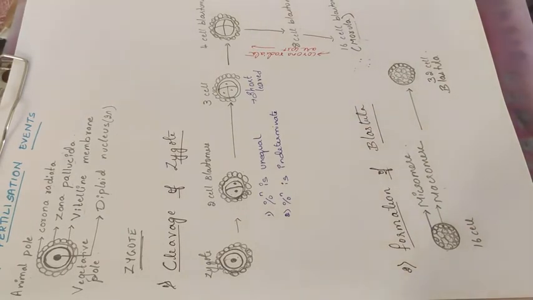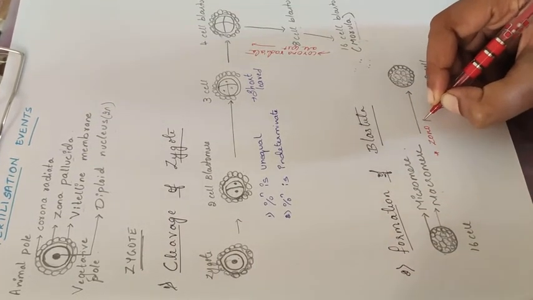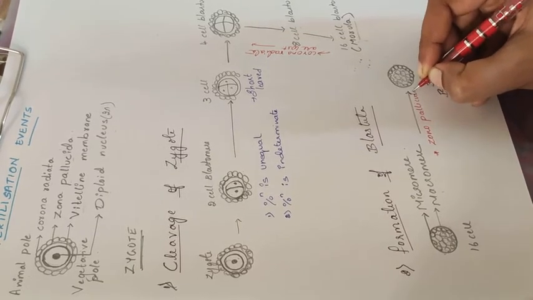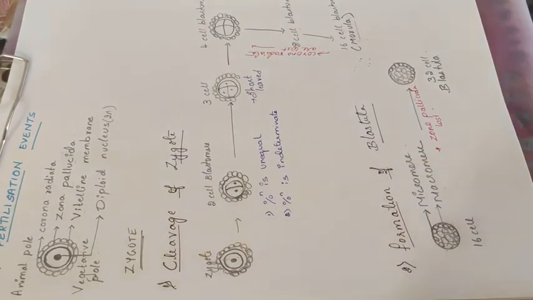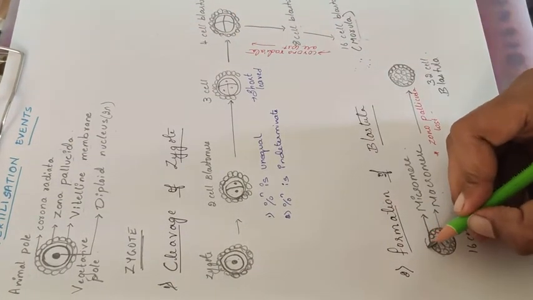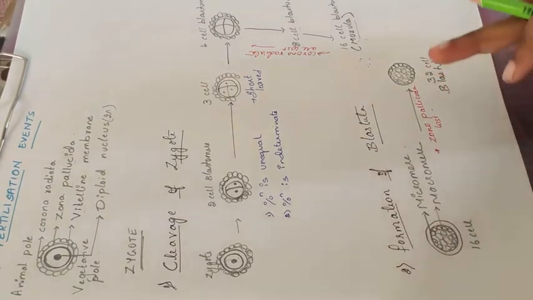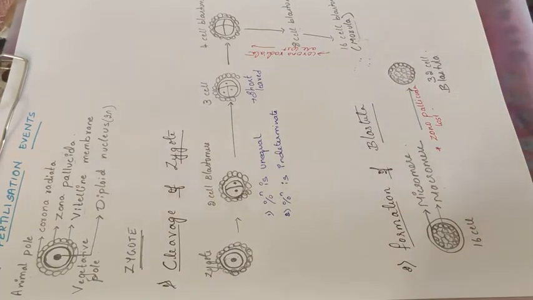During this process, from morula to the blastula, the zona pellucida is lost. Here the corona radiata was lost, but still the vitelline membrane and the zona pellucida were there. But when it comes to the blastula, even the zona pellucida is lost, or you can say it is broken, and then it is this.